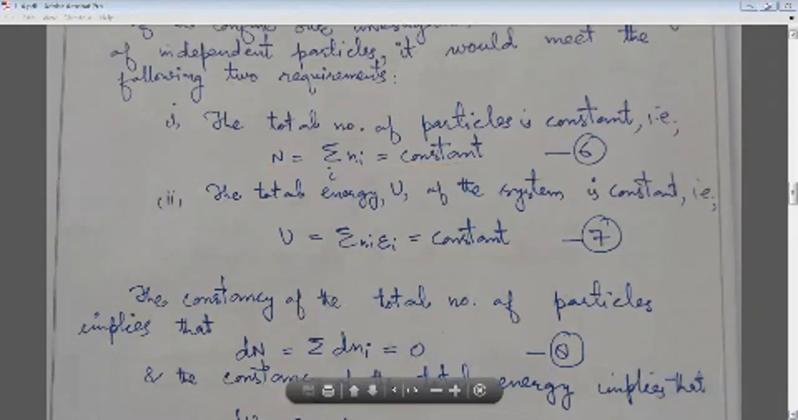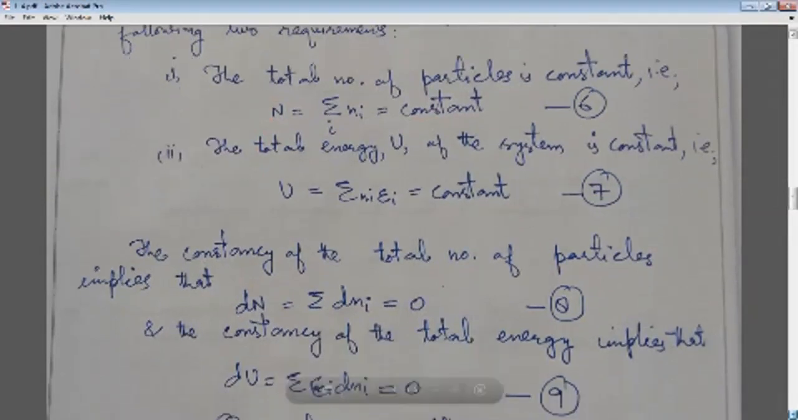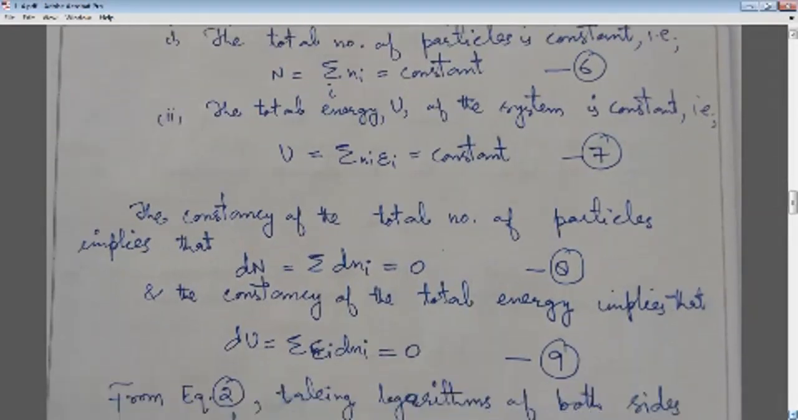So here you will see that this change in total energy, because the total energy of the system is constant, will be simply equal to 0, or the first differential will be equal to 0. Summation ei dni will be equal to 0.